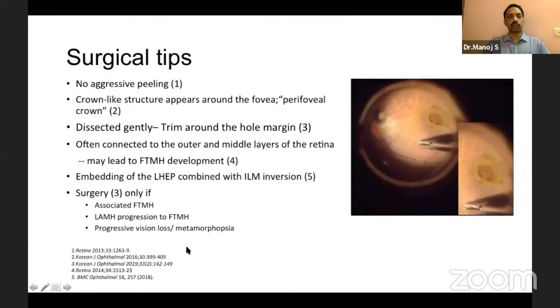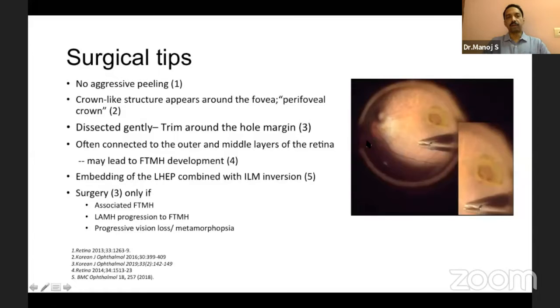Now, what is described is that one should not be aggressively peeling at these membranes, because this tissue is often connected to the outer and middle layers of the retina. So when you try to aggressively peel these membranes, you may end up converting a lamellar macular hole into a full thickness macular hole. These tissues have to be gently dissected, and around the fovea, one could see this perifoveal crown-like phenomenon. This is called the perifoveal crown.